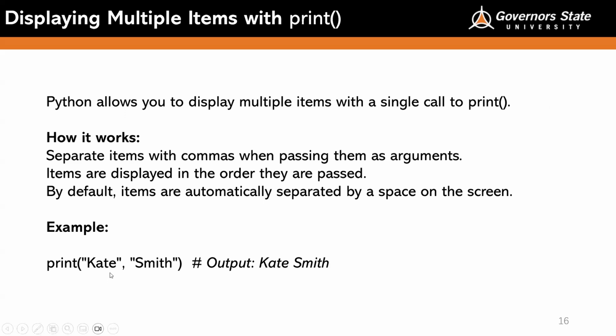So for example, here we print two strings with a comma to separate them, and the output here is just Katie Smith. With the comma, it just gives you a space when you print that out.